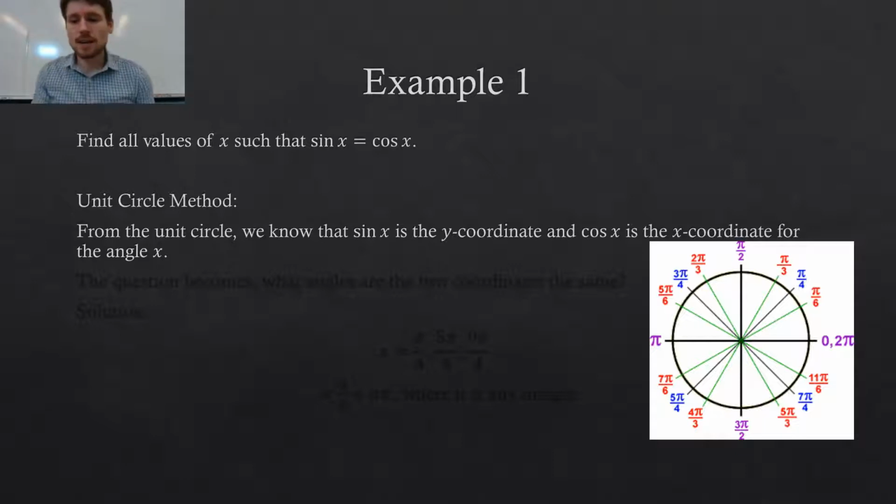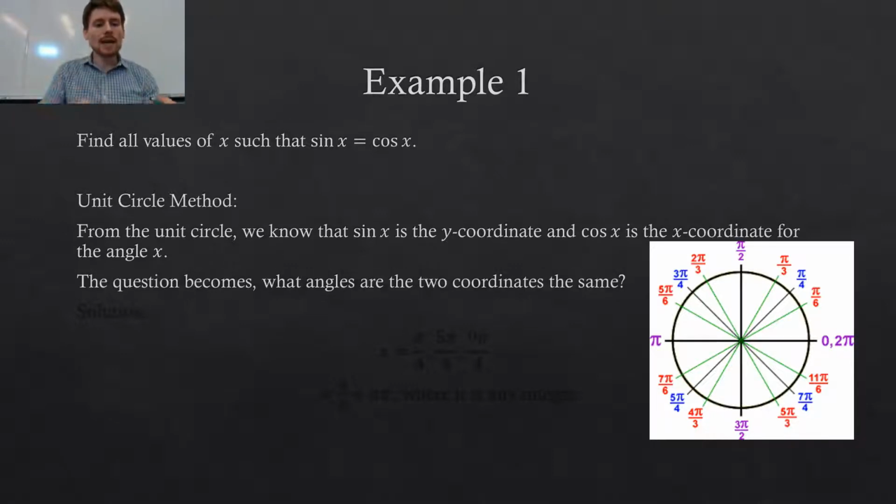So here's my handy-dandy unit circle. I've got it in radians over here. This question now, we can think about it as: what angles on the unit circle are the two coordinates the same? The x-coordinate and the y-coordinate are the same. So when is the sine equal to cosine? When are they the same value?